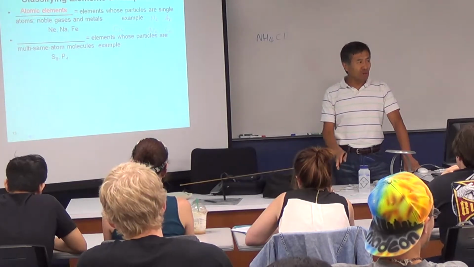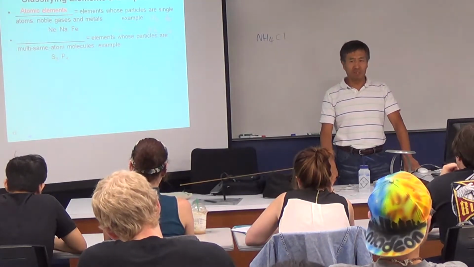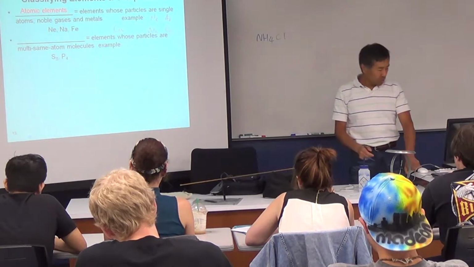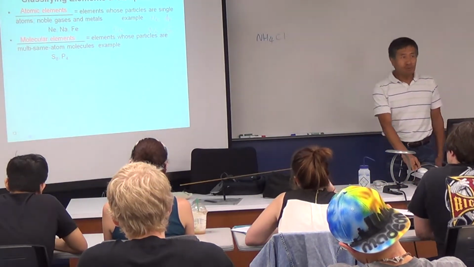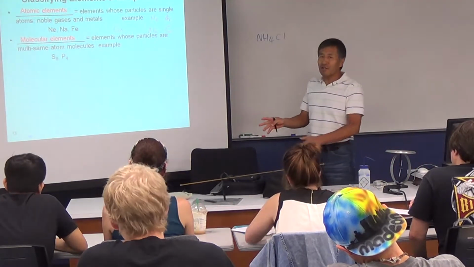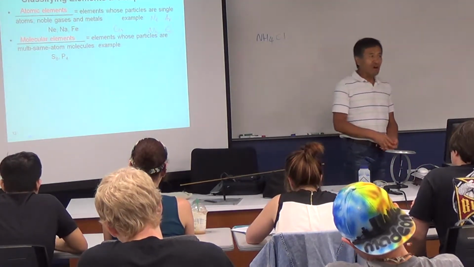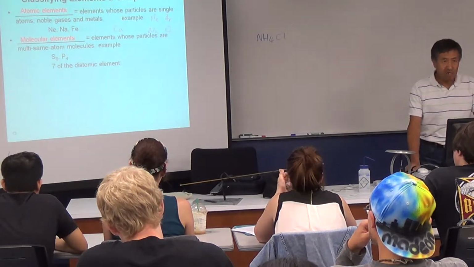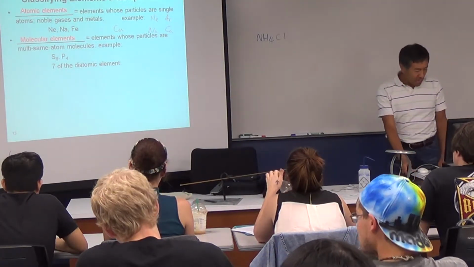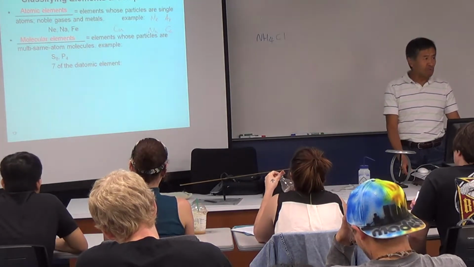And in general, what do we call this type of element? Right? So these are molecular elements. For these 2 examples, that's common. I think from your previous chemistry class, I want you to know this. In this chemistry class, there are 7 diatomic elements.